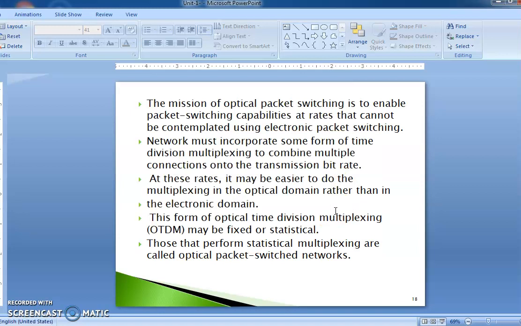The mission of optical packet switching is to enable packet switching capabilities and traits that can't be contemplated using electronic packet switching. Networks must incorporate some form of time division multiplexing to combine multiple connections onto the transmission bit rate. At these rates, it may be easier to do the multiplexing in the optical domain rather than in the electronic domain. This form of optical time division multiplexing can be fixed or statistical. Those that perform statistical multiplexing are called packet switched networks.